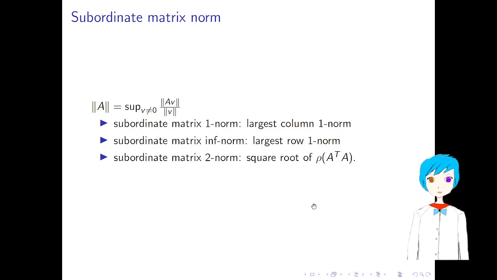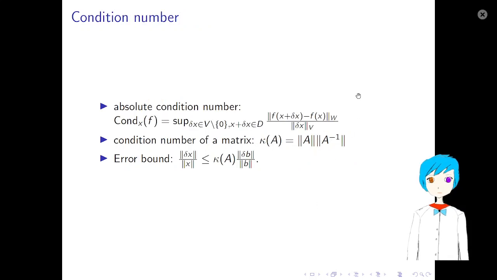So the matrix and vector norms are useful for analyzing the errors when solving a linear system. We also define the condition number. First, we have the absolute condition number. The local absolute condition number at x for function f is defined as the norm of f of x plus delta x minus f of x divided by the norm of delta x, taking the supremum of this quantity.